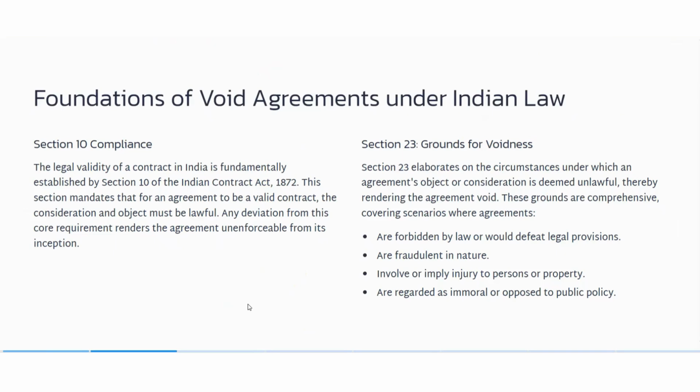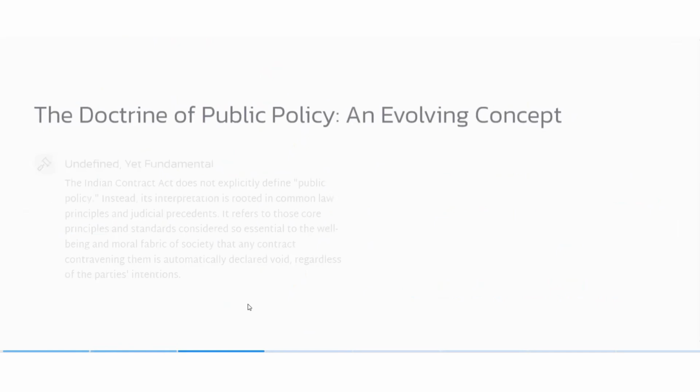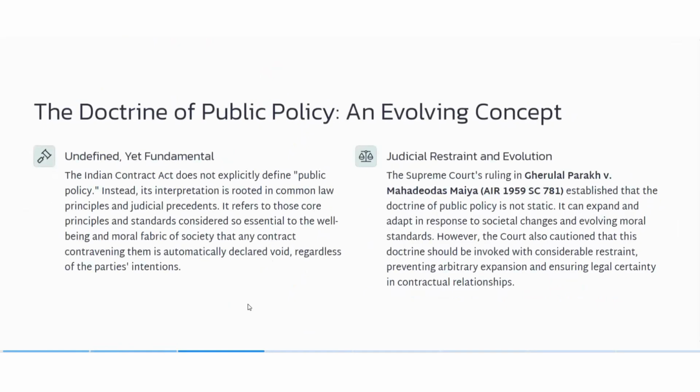So section 23 elaborates on circumstances under which an agreement's object or consideration is deemed to be unlawful, thereby rendering the agreement void. So these grounds are comprehensive, covering the scenarios where agreements are forbidden by law or would defeat any legal provision, are fraudulent in nature, involve or imply injury to person or property, are regarded as immoral or opposed to public policy.